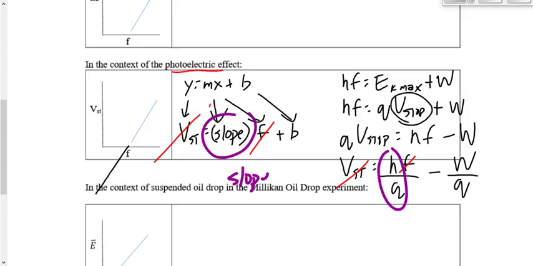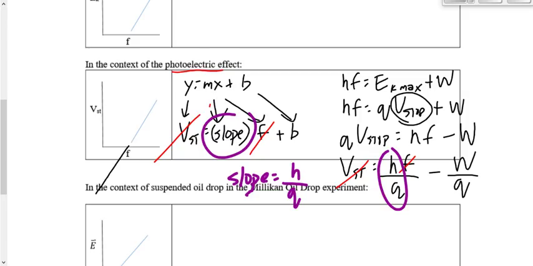So this question could have given you the value of the charge. You would find the value of the slope using your calculator. You might have to find Planck's constant that way. Or maybe it gives you Planck's constant and it says, what's the value of the charge? Probably not, because it would be an electron, right? You already know the value of the charge.